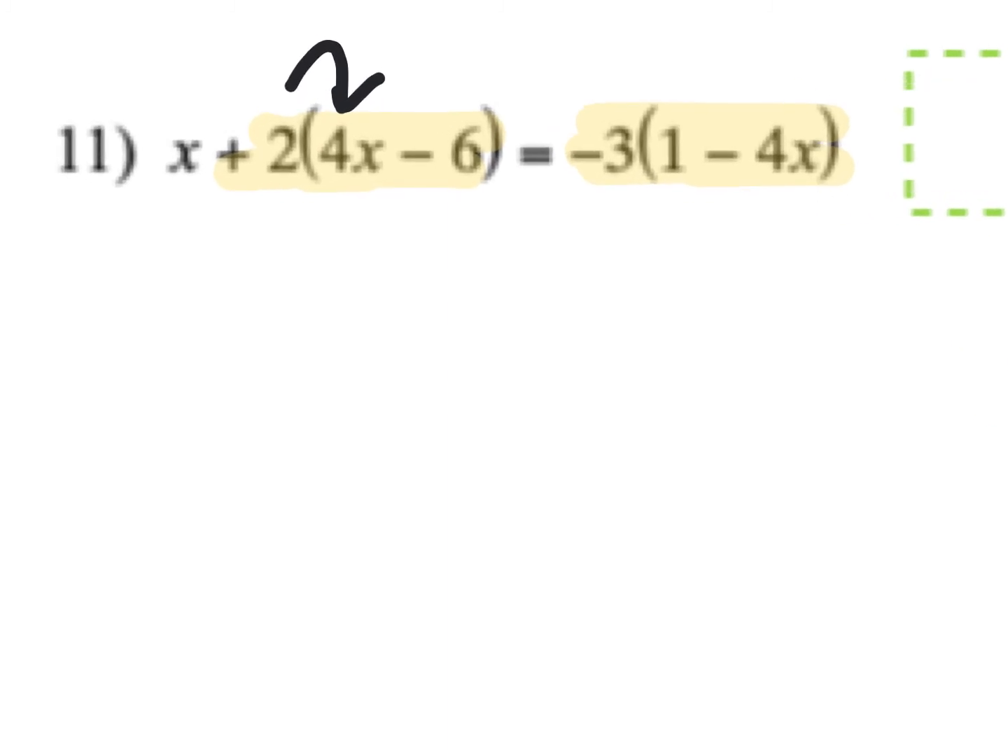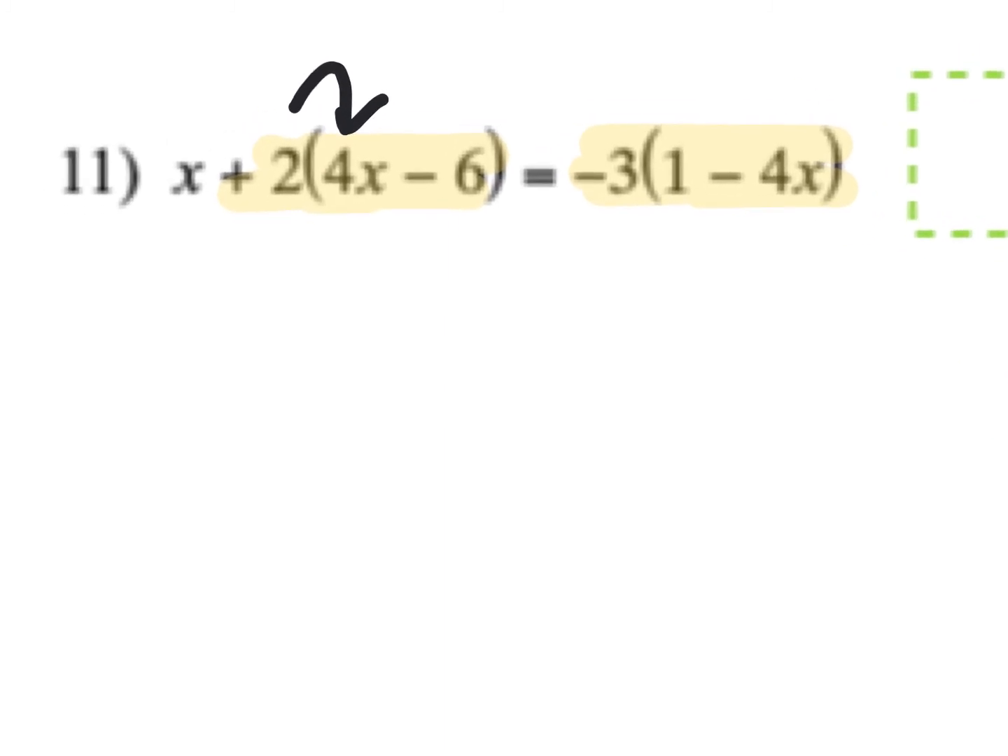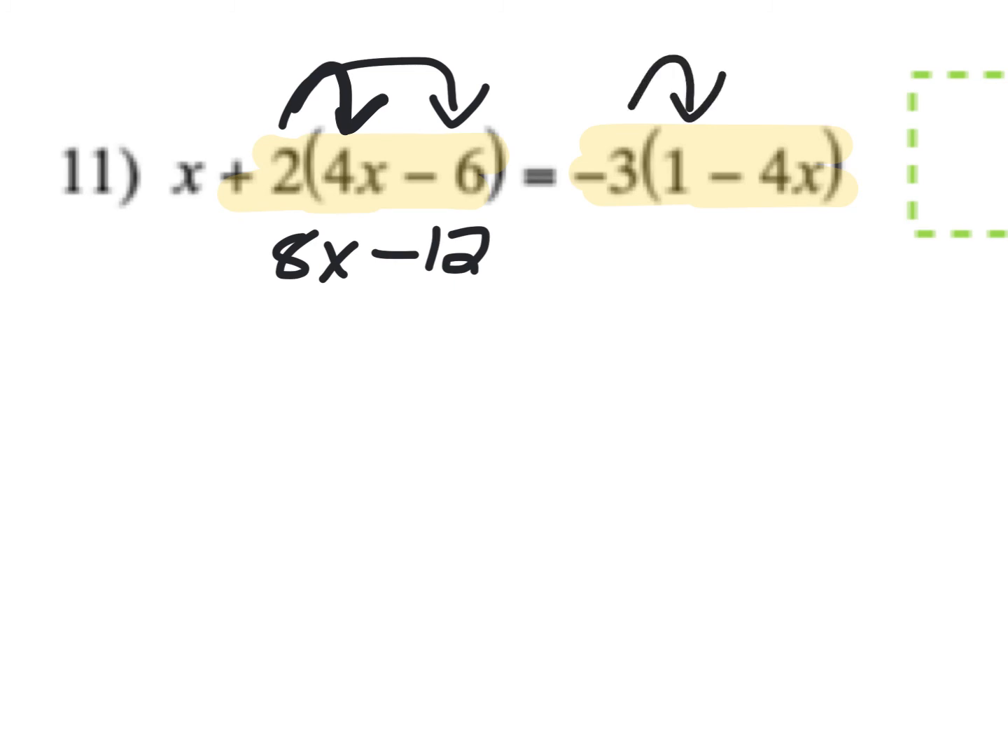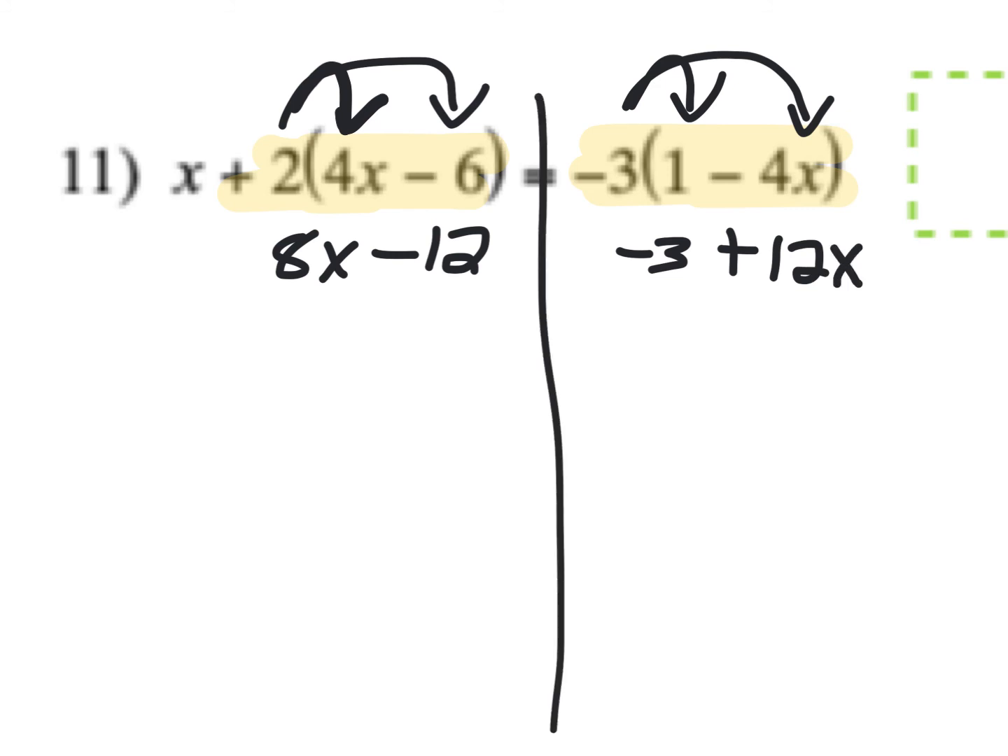So 2 times 4x gave me, oh, wrong color. Can't see that very well. 8x. And then 2 times negative 6 gave me negative 12. Over here, negative 3 times 1 gave me negative 3. And then negative 3 times negative 4x gives me plus 12x. Pay attention to the fact that that equal sign is right there in the middle. That's going to be important to keep things lined up. And that x that's just kind of been chilling needs to come down to join everybody else.